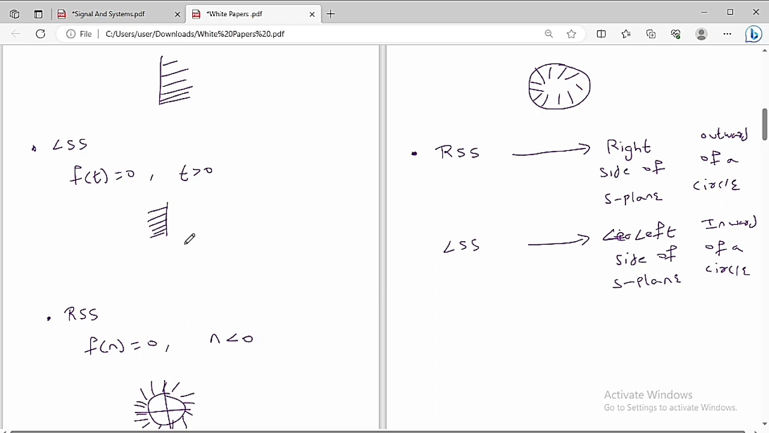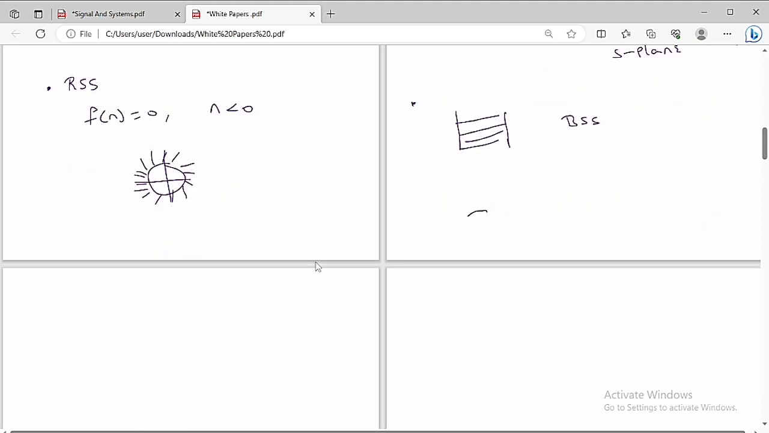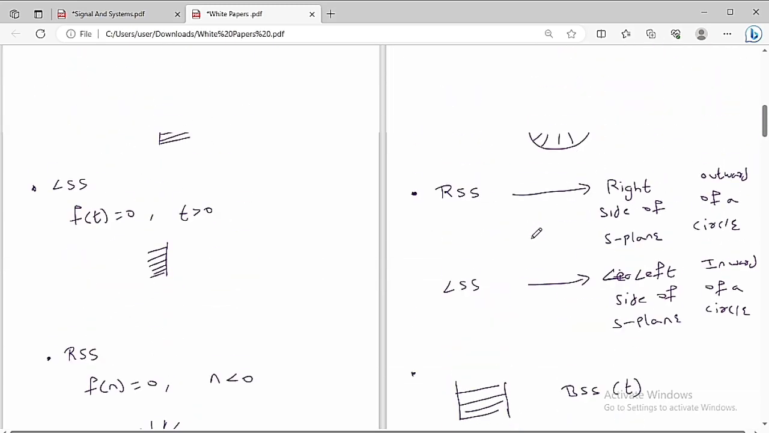Similarly, suppose the ROC is like this, lying within a small strip. Then we can say it is a both-sided signal in the time domain. Suppose the ROC lies between two circles, then we can say it is also a both-sided signal in the discrete domain, and this is the case of the time domain. You can see this clearly from this picture.